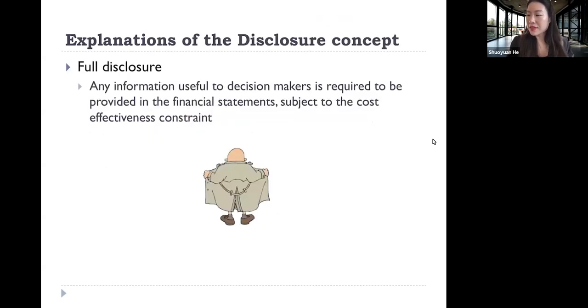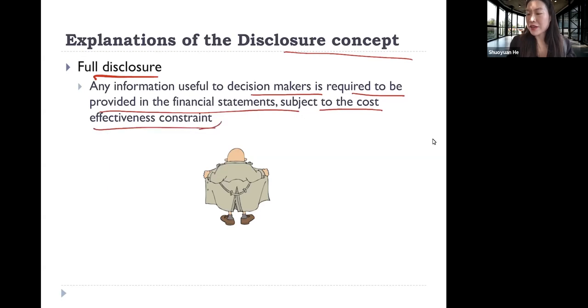And then lastly, the disclosure concept. So the idea here is full disclosure. Any information useful to decision makers is required to be provided in financial statements, subject to cost effectiveness constraint. So just full disclosure, any information useful is required to be provided. But also we have this cost and effectiveness constraint.